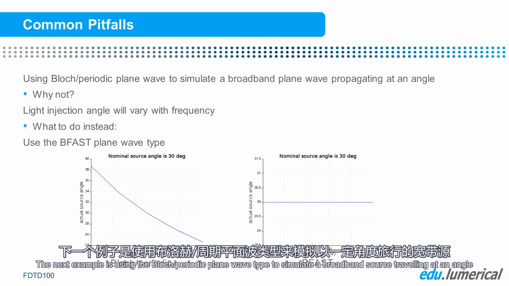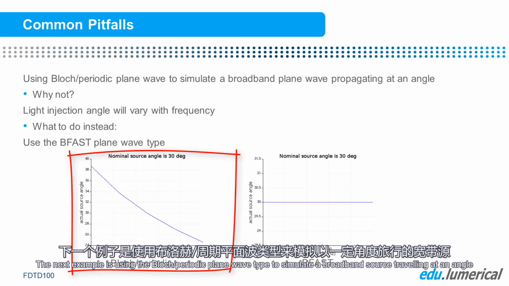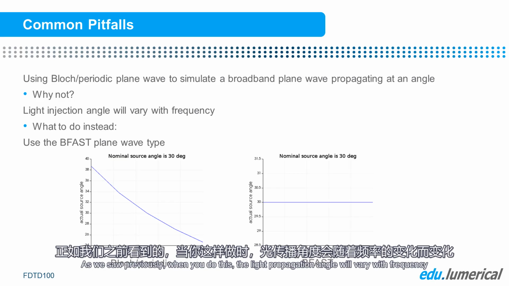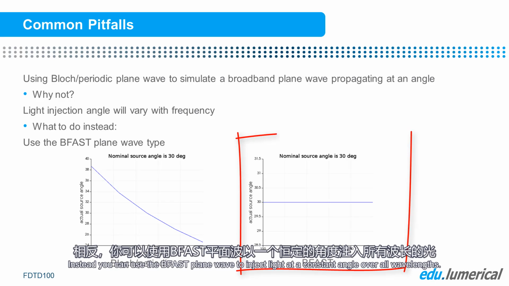The next example is using the Bloch periodic plane wave type to simulate a broadband source traveling at an angle. As we saw previously, when you do this, the light propagation angle will vary with frequency. Instead, you can use the BFAST plane wave to inject light at a constant angle over all wavelengths.